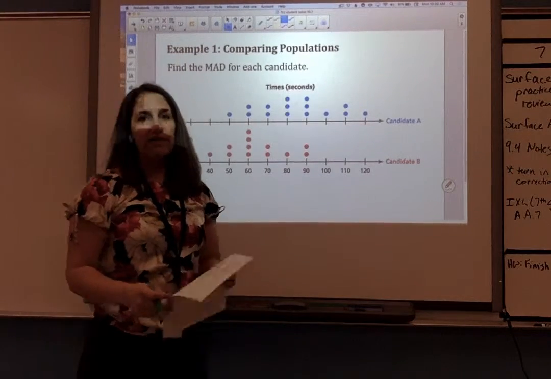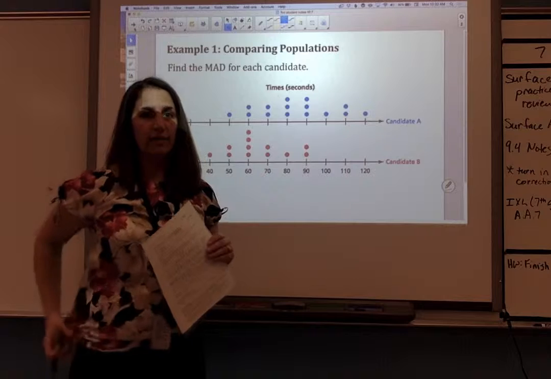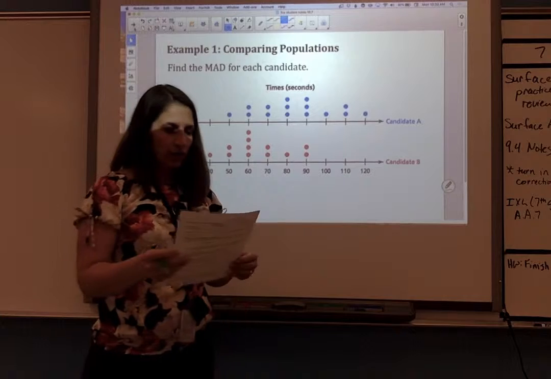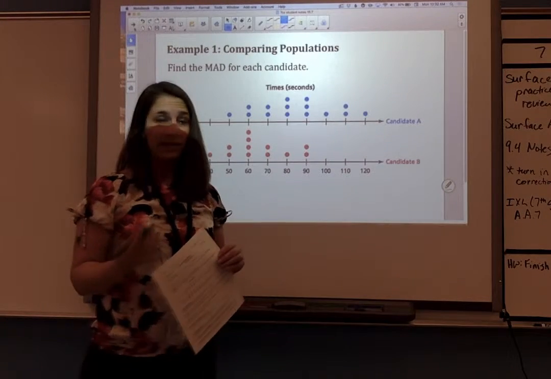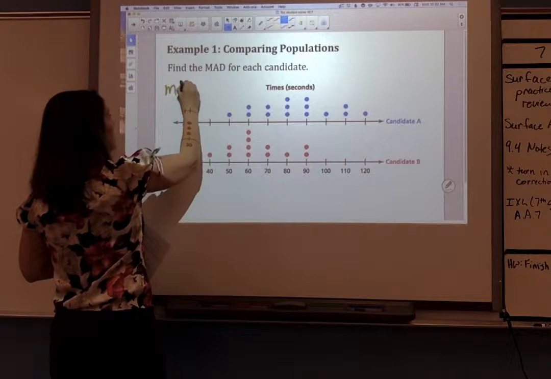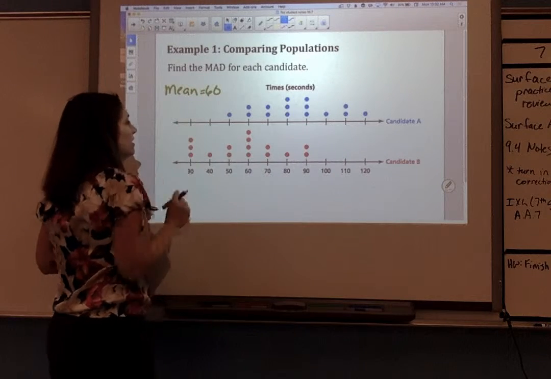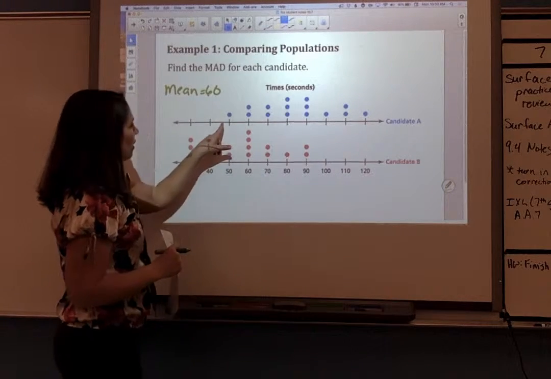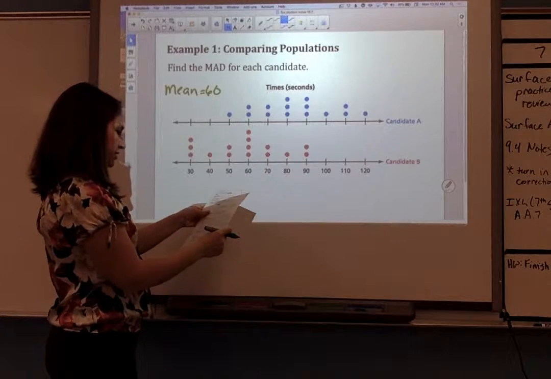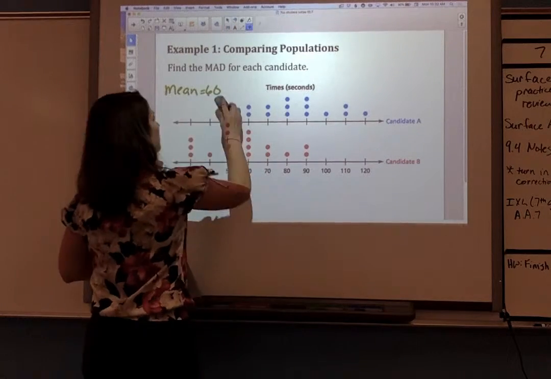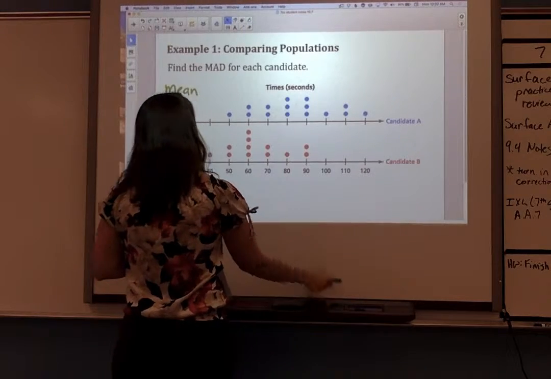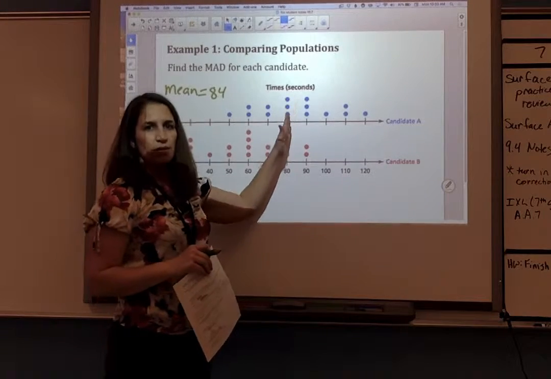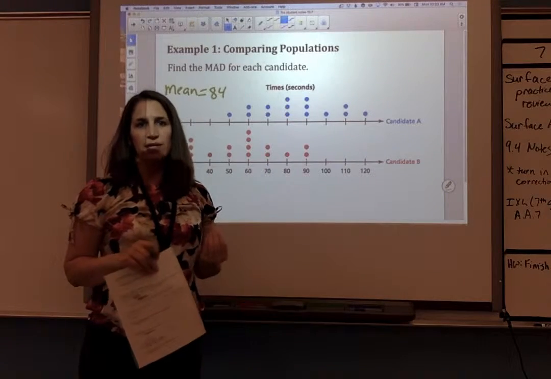Here we have the same data that we were using for the mean, and we're going to find the mean absolute deviation. For candidate A, we found that the mean was 60. So we need to figure out how far each data point is from the mean. Sorry, it wasn't 60, it was 84. Let me fix that. The mean was 84. So 84 was right about in here. We need to figure out how far each data point is from the mean.